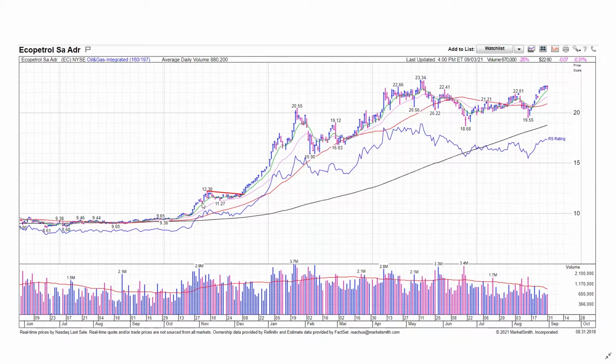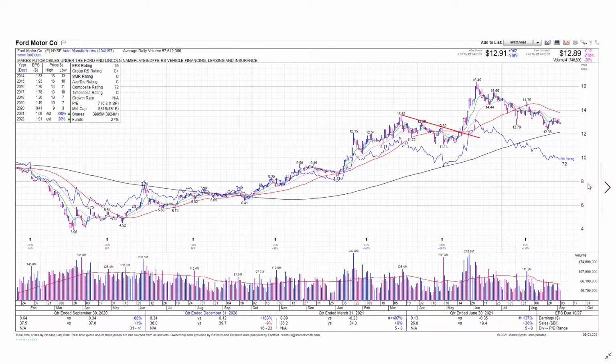Now obviously not all flat base setups are going to act like this, but the majority of huge moves are going to have a nice base setup with consolidation, tightening of price action. There's certain characteristics you have to look for, and they generally happen within a flat base.